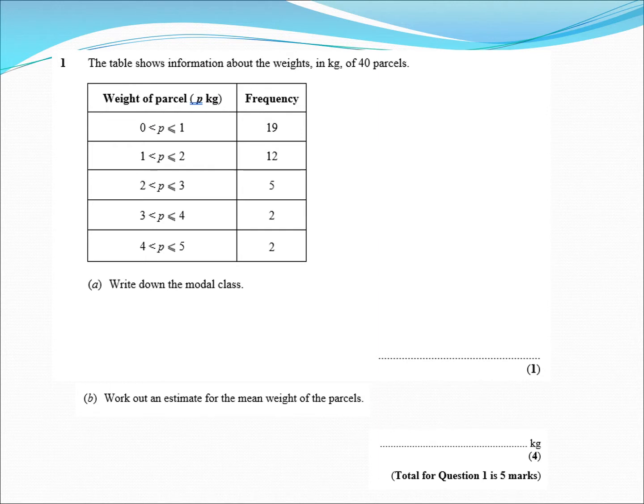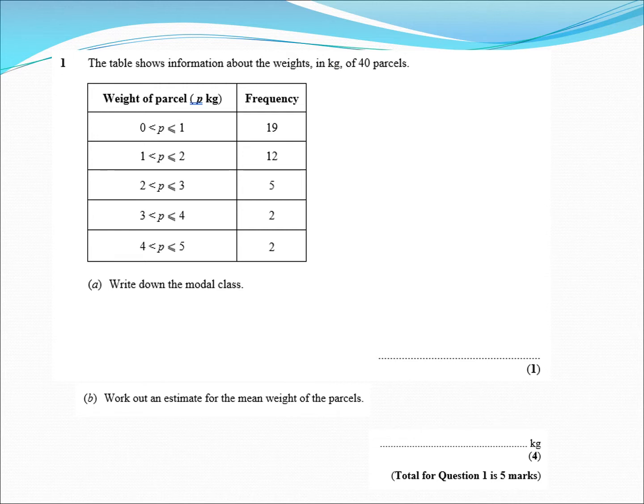Okay, so let's look at question number 1, which says the table shows the information about the weights in kilograms of 40 parcels. Weight of the parcels, this is a group frequency table between 0 to 1. Frequency is 19. Then 1 to 2 frequency is 12. 2 to 3 frequency is 5. 3 to 4 frequency is 2. 4 to 5 frequency is also 2.